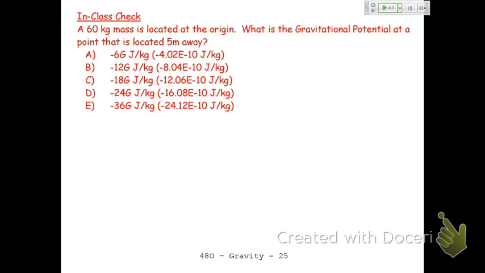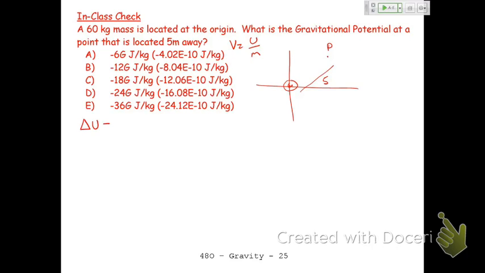A 60 kilogram mass is located at the origin. What is the potential at a point located 5 meters away? So I can't use that expression, my potential equals my potential energy over m, because I don't know what the potential energy is. So, okay, let's have a look.